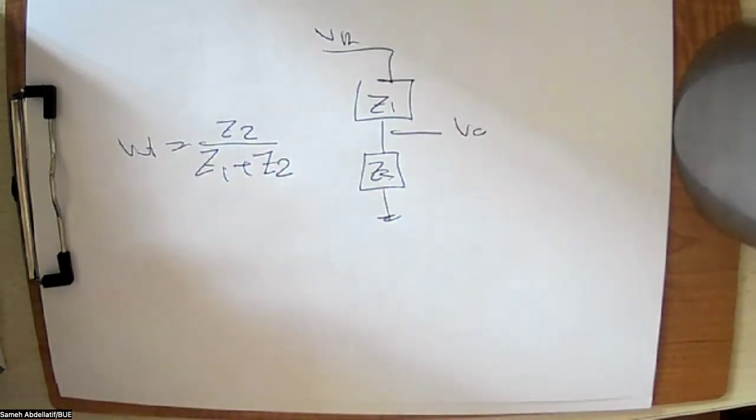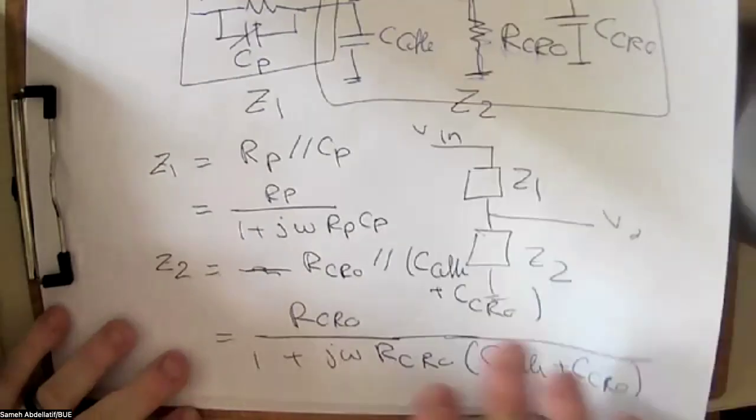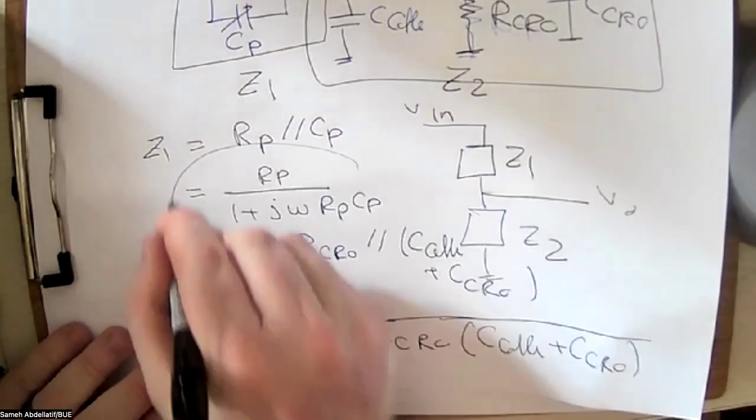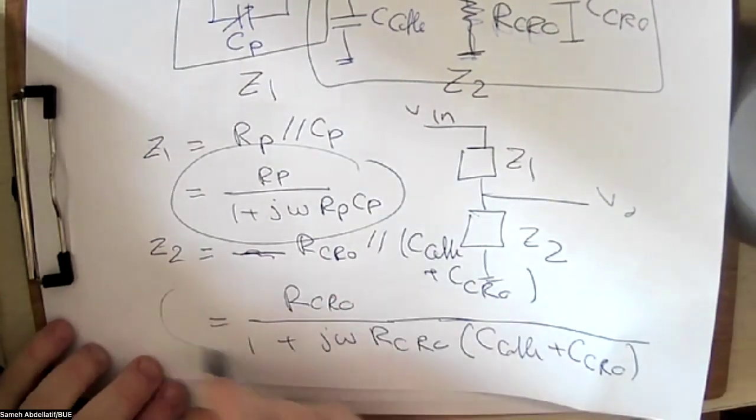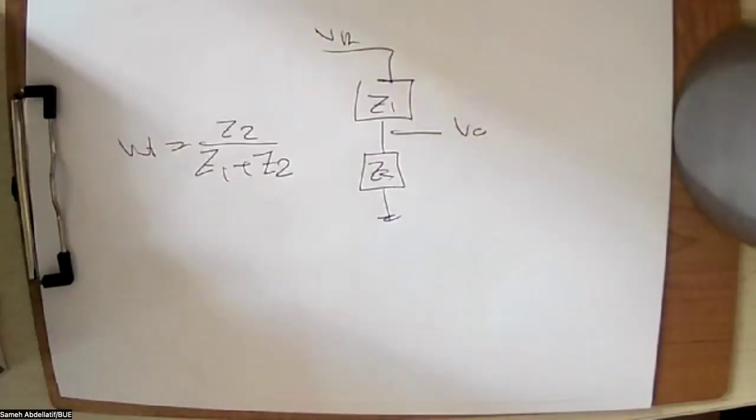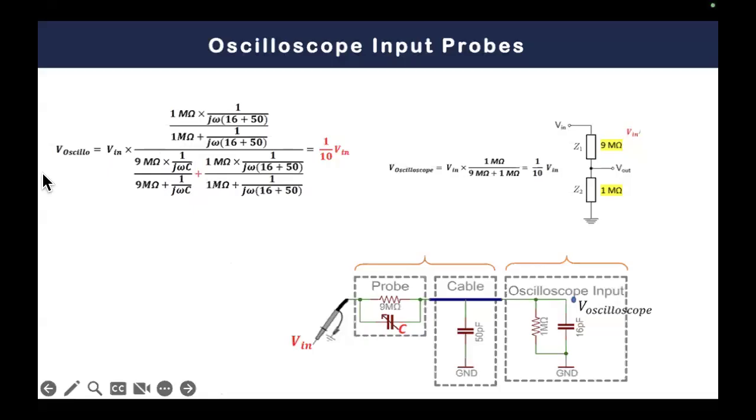So if you return back here, this is Z1 and this is Z2. If we go to our slides, here you will see that this is the equivalent. This is Z1. This is Z1 plus Z2.